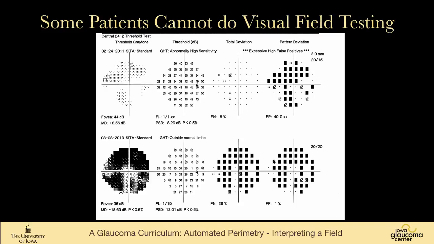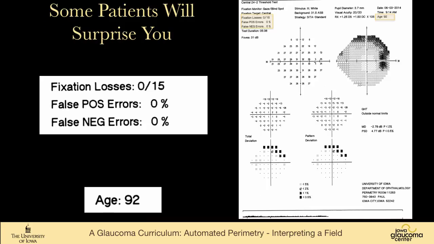Just a few closing comments. First, some people can't do visual fields. This is a patient who has enormous false positivity. This whole thing is white. And again, the disconnect here. On repeat, instead of false positivity, the patient had lots and lots of false negativity. So some people can't do automated field testing or field testing at all.